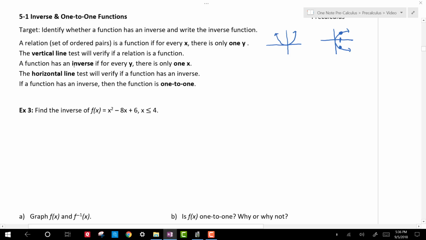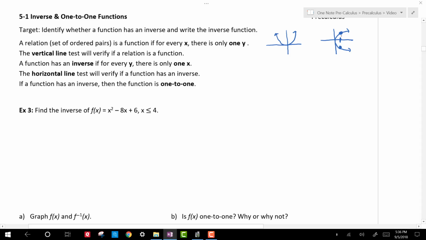A function has an inverse if for every y there is only one x. Okay? So for every y there is simply one x. Again, if you look at my blue graph on the right side over here, for every y there is only one x.